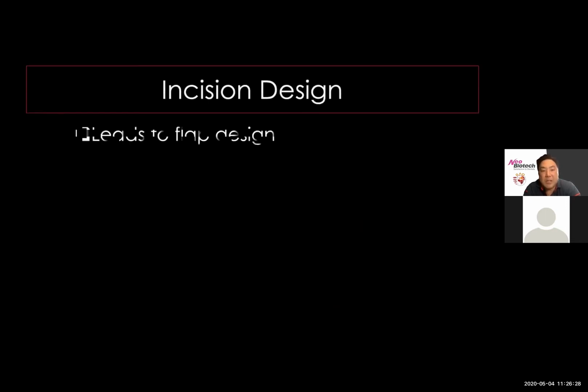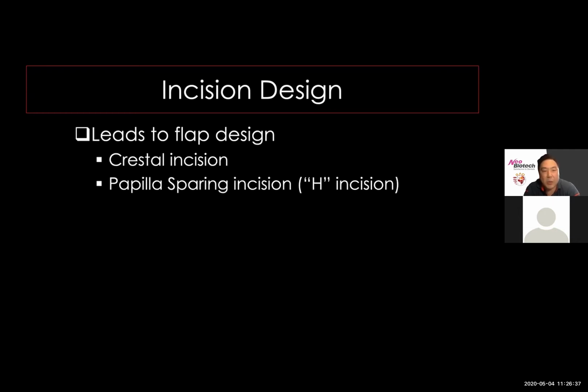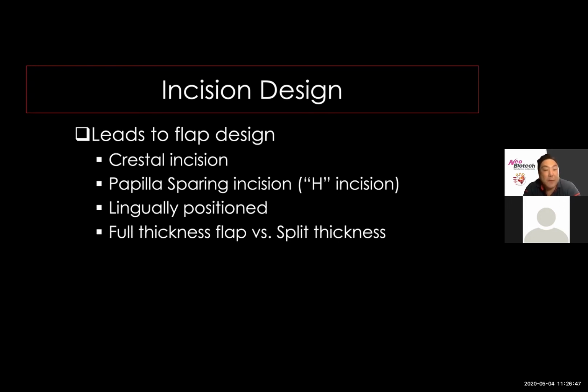You can see the incision design that allows us to have a more predictable positioning of our keratinized tissue if we have a wide band of keratinized tissue. In this case, I think I did papilla-sparing incisions so I can minimize possible resorption of the interproximal tissue against the adjacent teeth. So we're doing this as a full thickness flap.